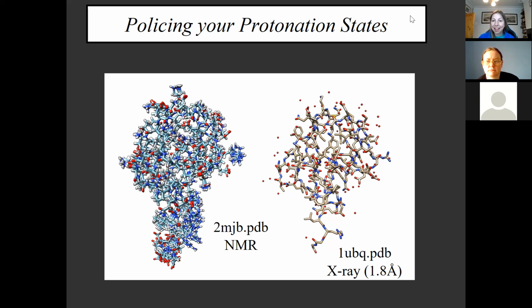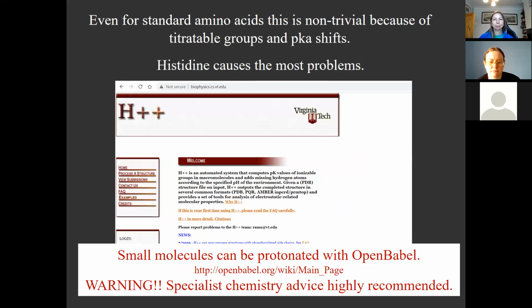So if we're using an X-ray structure, we've got some work to do to add the protons before we can start our simulation. Adding protons is not entirely straightforward. That's because amino acids are what they say they are. They can be acids, and they have titratable groups and what we call pKa shifts.